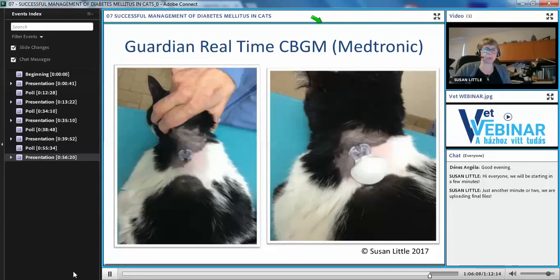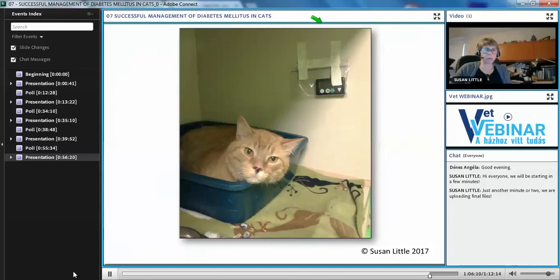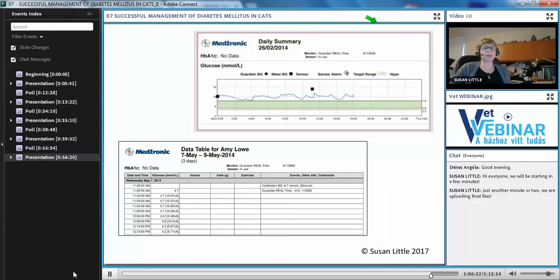So this is what it looks like when the cat is set up in his cage. He's got it on the back of his neck, and it's sending the measurements there to this receiver. And then at the end of the three days, we go ahead and download the data, and you can either get a readout, like in this case, of the every 5-minute blood glucose reading, or you can ask it to graph it out for you.